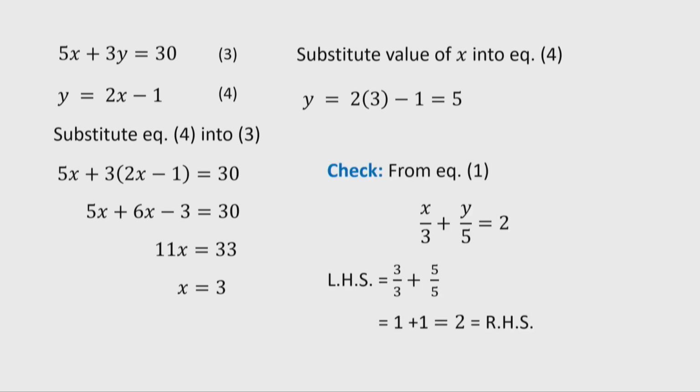And remember to check if your answers are correct. So from equation 1, I had x over 3 plus y over 5 equal to 2. Replacing x by 3 and y by 5, I will get 3 over 3 plus 5 over 5. That is 1 plus 1, which is equal to 2. That is our right-hand side. It means that the values of x and y are correct. A second example now.